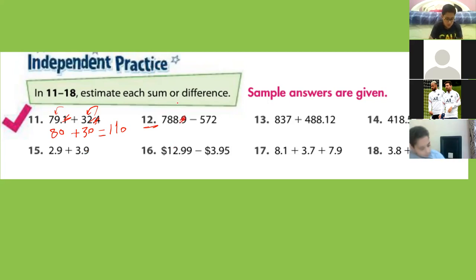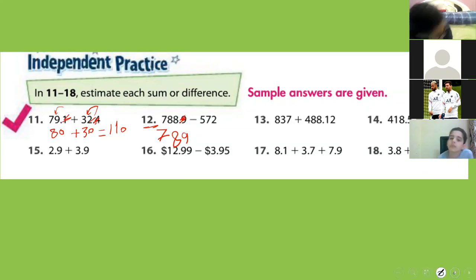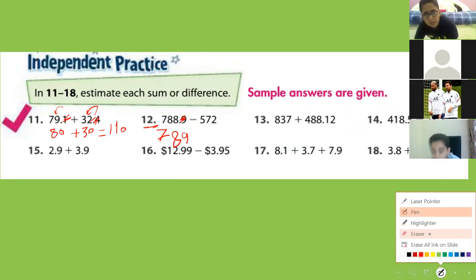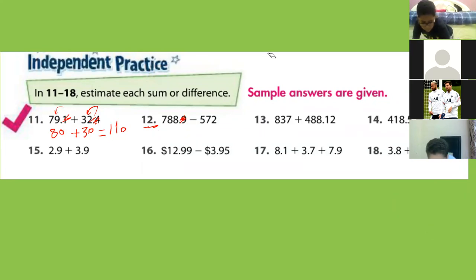It will be 789. Okay, 789. Very good. Okay. Minus 572. But what can you do now? You are going to get the exact answer like that. We need to estimate, which means to change the value of 788 to 800.